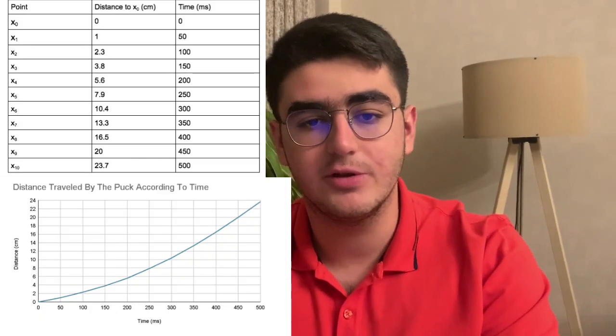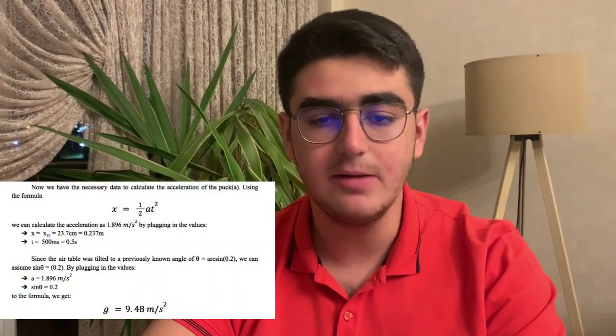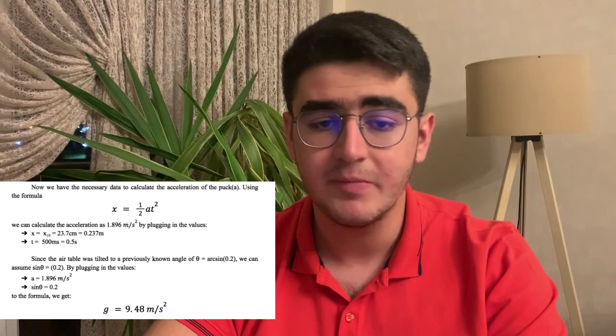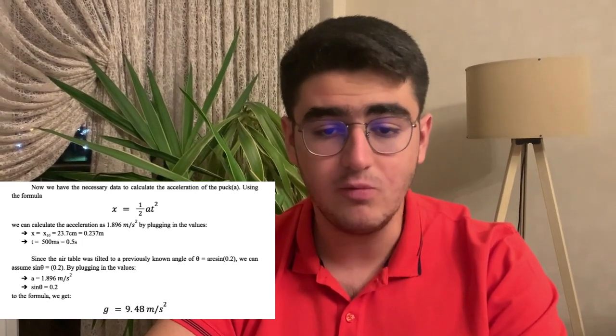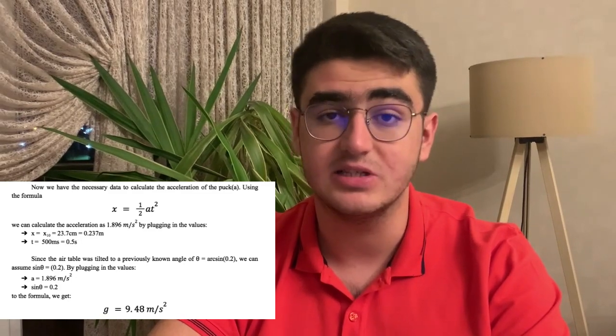By assigning the first mark as x0, the distance between the first 10 marks were measured. Then the data was recorded in a table, then the distances were graphed according to time. Now we have the necessary data to calculate the gravitational acceleration using the mentioned formulas. First, we get the acceleration of the puck by using the kinematical equation x equals 1/2 at squared. And with the acceleration known, we get g by dividing the acceleration by the sine of the angle of inclination.